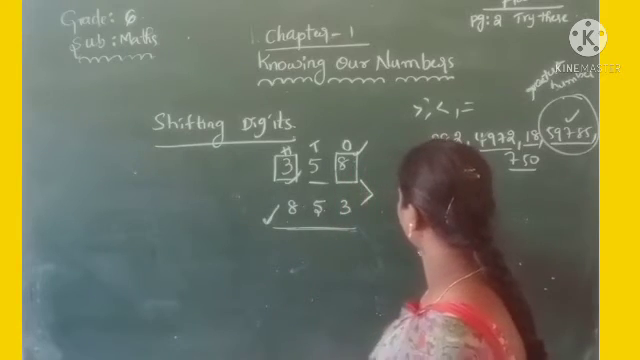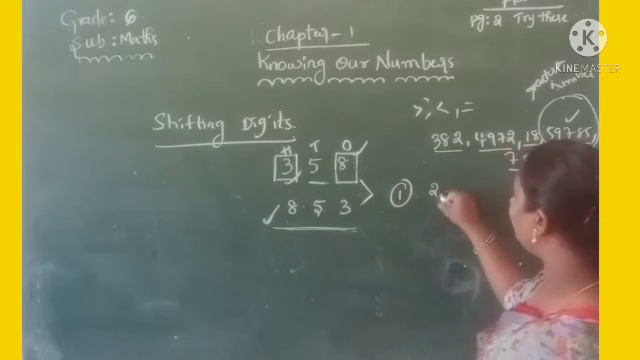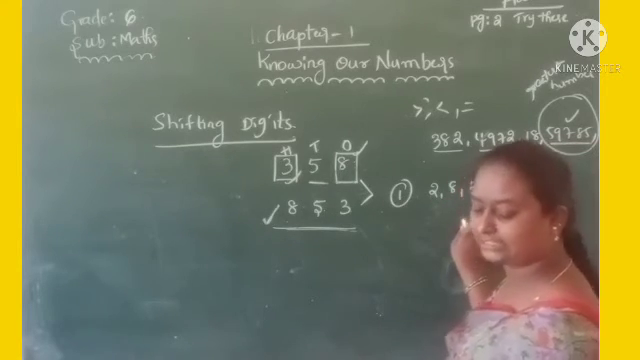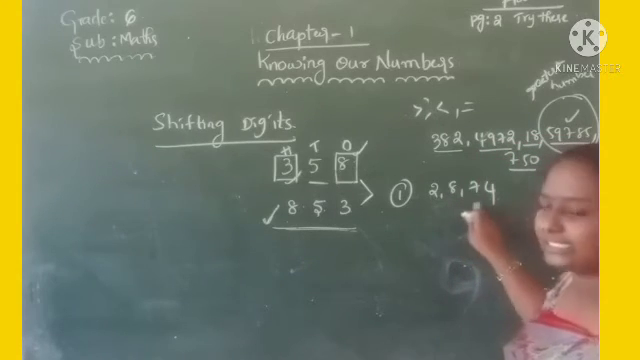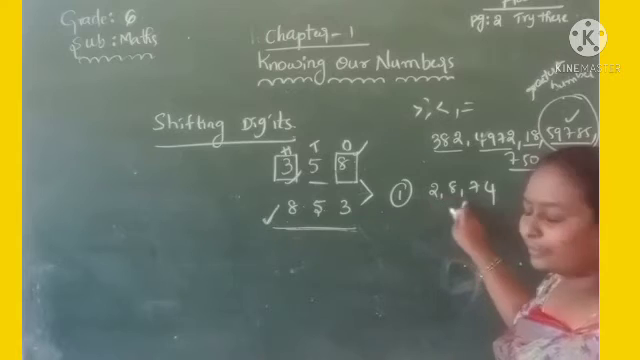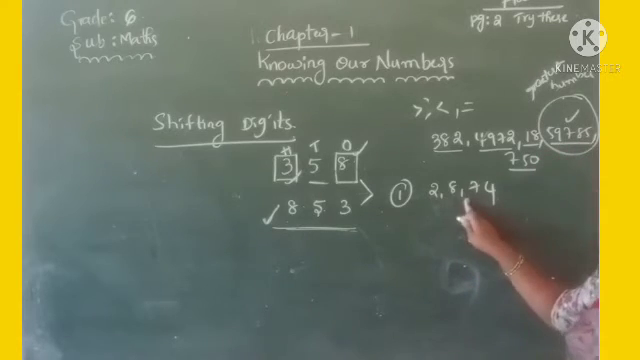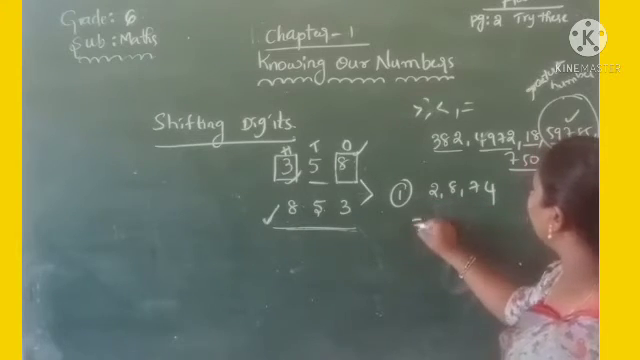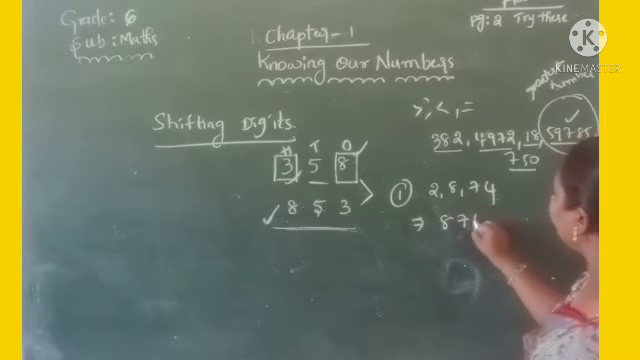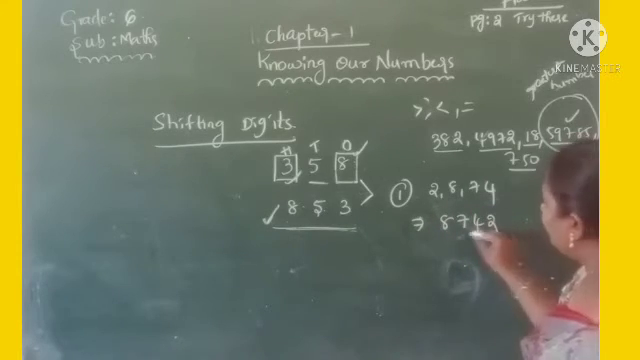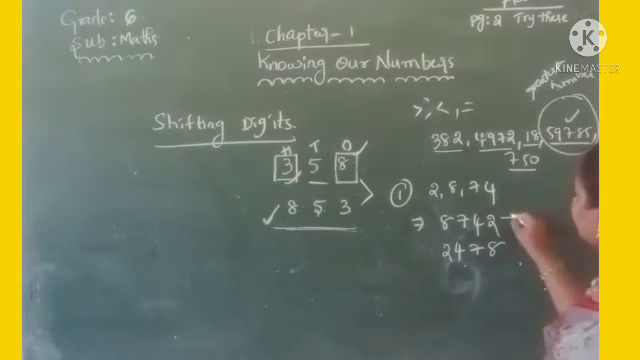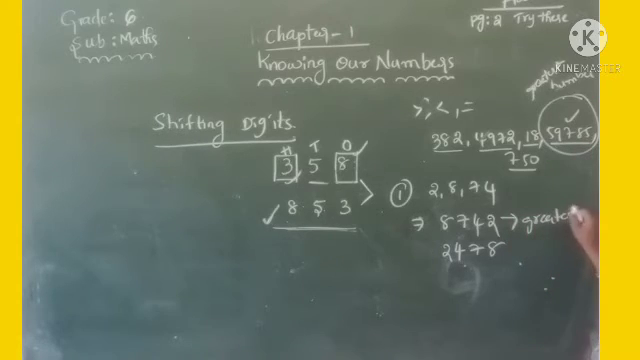See in the first one, 2874. So how many numbers can you make using these digits? 4 digits are there. Okay. So without repetition. That means don't use one digit 2 times or 3 times. So we can form by using this. We can write this first 8, 7, 4, 2. After that we can write 2, 4, 7, 8. So this is the greatest number, and this is the smallest number.